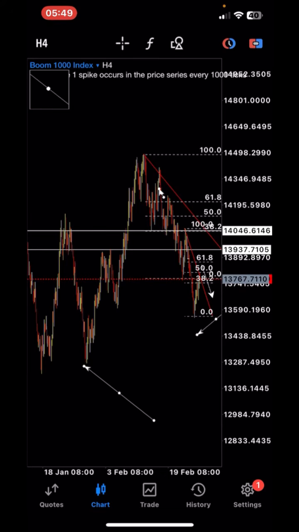All right, so for a bullish movement, it is also the same thing, just for a bearish. Remember, for a bearish, you will have to start from the top and drag your Fibonacci down.